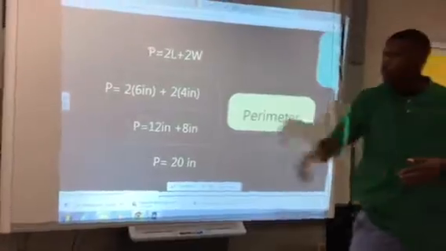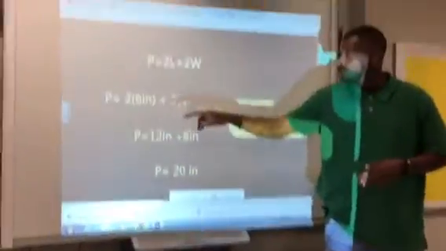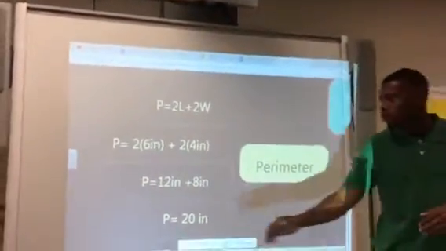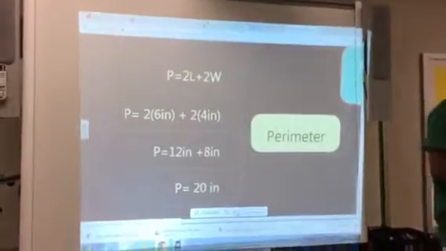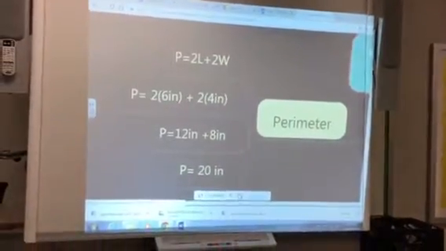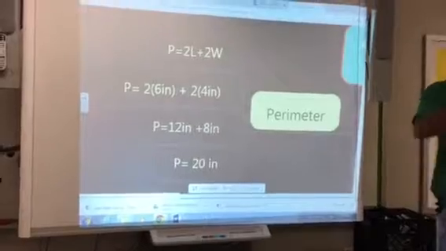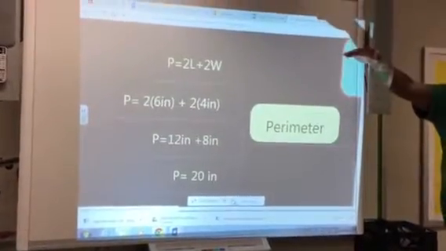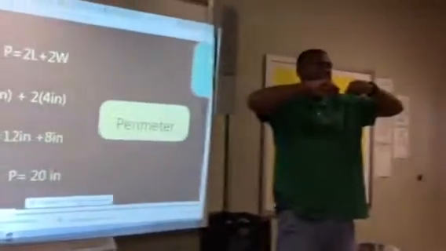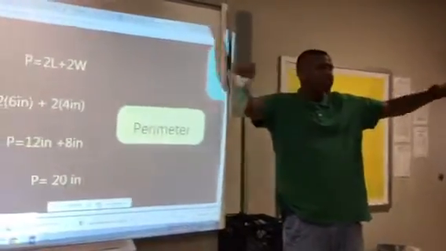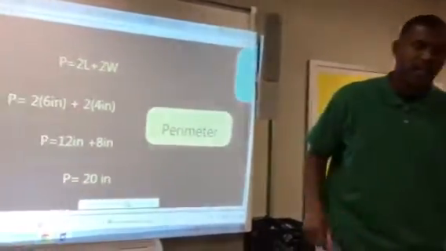We multiply. So 2 times 6 gives us 12. 2 times 4 gives us 8. So our perimeter is 20 inches. And I want you to notice there's no exponent because perimeter is only measuring a distance. All right, so if we unfold our rectangle and put it in a straight line, we'd only be measuring distance.